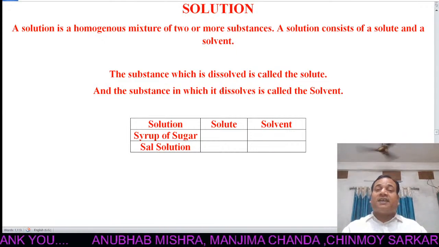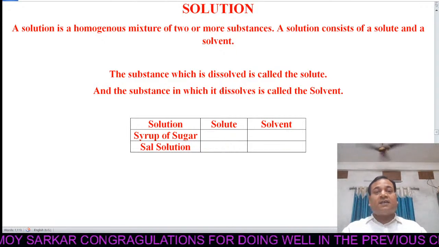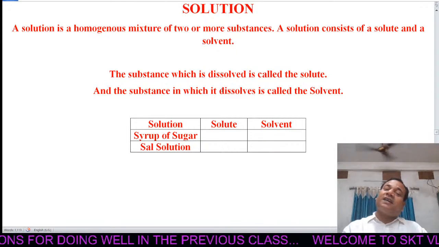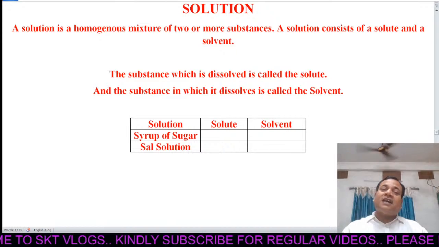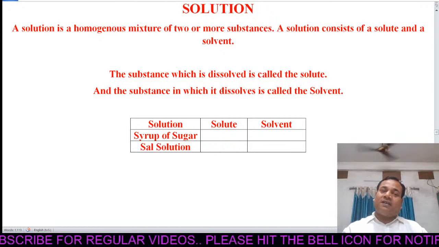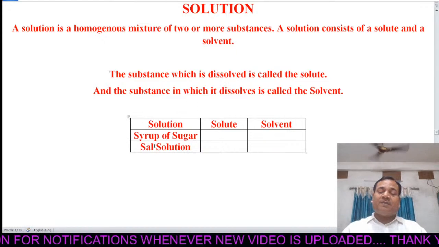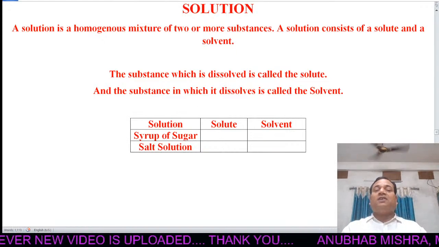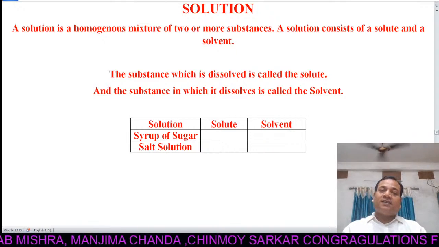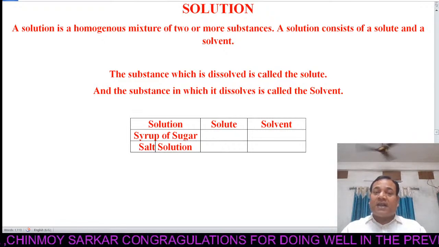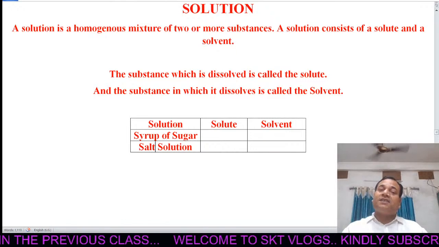So you can easily fill this table. In syrup of sugar, what is the solute? The solute will be sugar. What will be the solvent? The solvent will be water. Clear? Similarly, salt solution, actually let me correct it, it will be salt, S-A-L-T, some typing mistake. Yes, in salt solution also, solute will be salt and solvent will be water. Clear? So syrup of sugar and salt solution, this you understood.